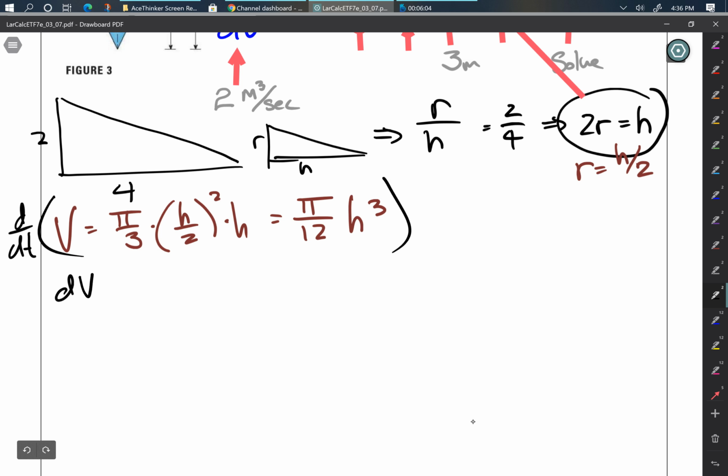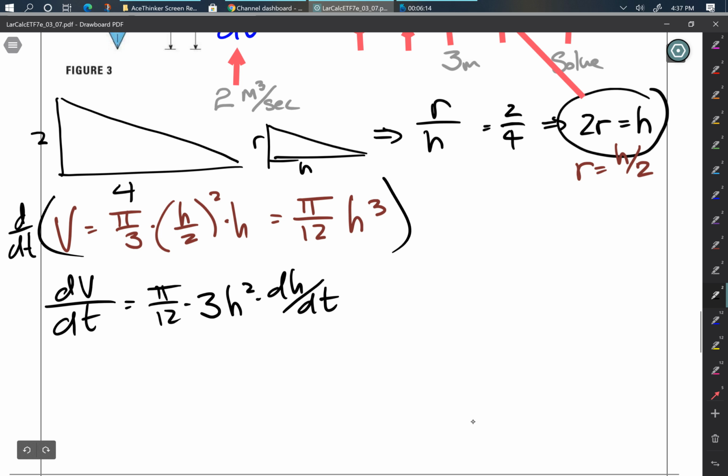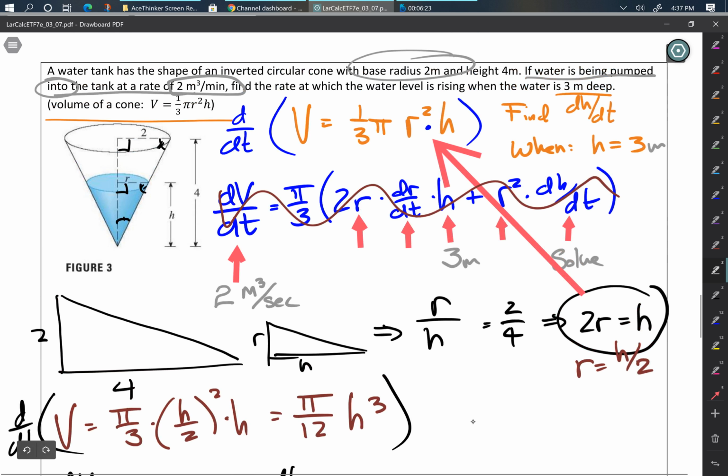I get dV/dt is going to be equal to pi over 12, the coefficient, times 3H squared times dH/dt, and I've gotten rid of that offensive R in dR/dt. So I simplified the problem down. Now, that does not mean that what I did over here in the orange and the blue is wrong. I took what was given to me, which made sense. I took the derivative because that's how I've been doing all these problems.